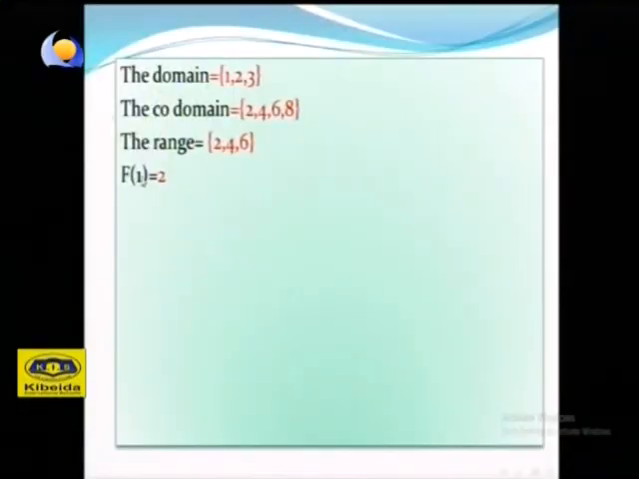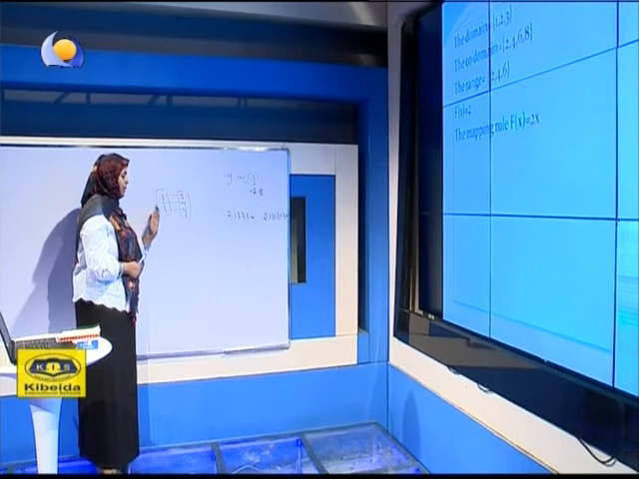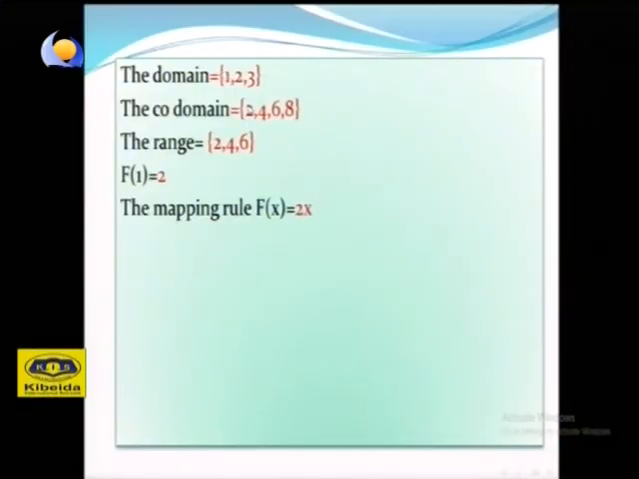F of 1 means the image of 1. What is the image of 1? The image is the number that is in the codomain and connected with the 1. So the 1 is connected with 2, so the image of 1 is 2. The mapping rule: if I want to know the mapping rule, I need to look at the function carefully and see why this number is related to this number. 1 is related to 2, 2 related to 4. It's clear that the number is related to its double, so the mapping rule here is 2x.